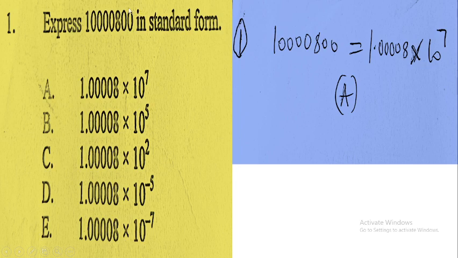So if you move it 1, 2, 3, 4, 5, 6, 7, so we are moving it 7 times, and that will give us 1.0008 times 10 raised to power 7. So it means that this option A is the correct option. So if you move this decimal point from here to this point, we are going to move the decimal point 7 times, and that is what you are having, 1.0008 times 10 raised to power 7. So option A is the correct option there.